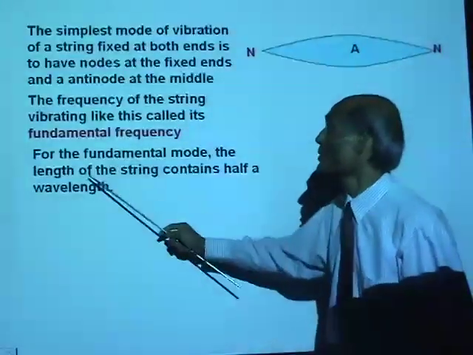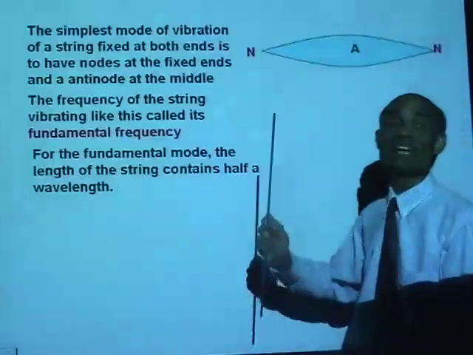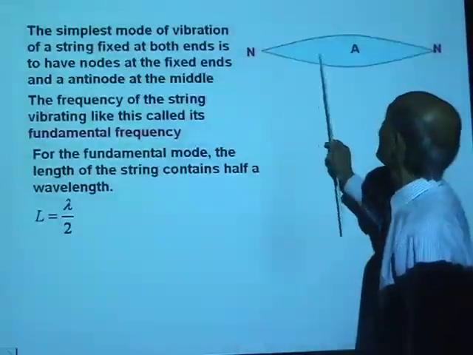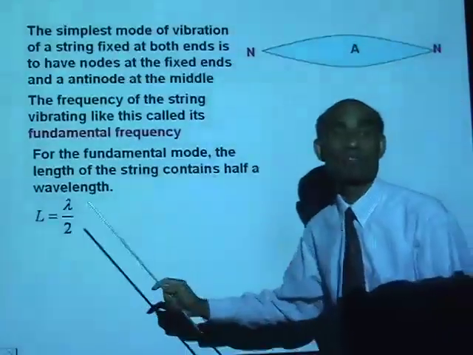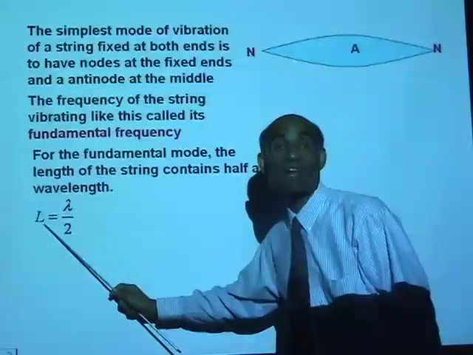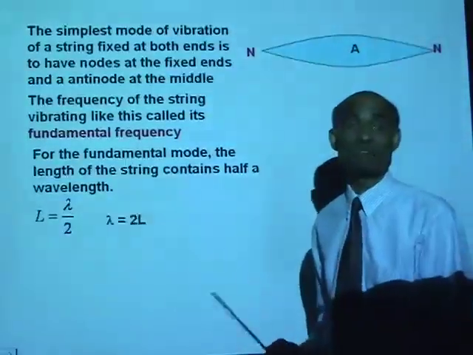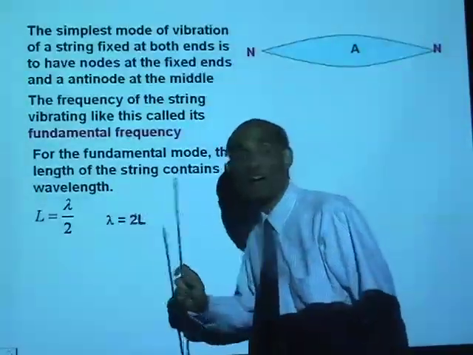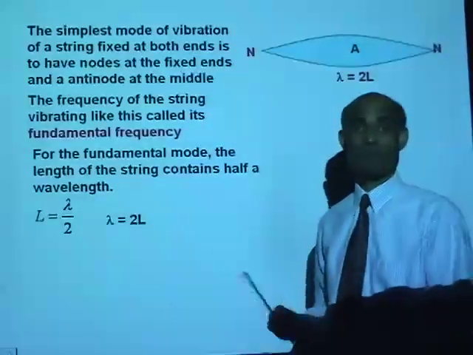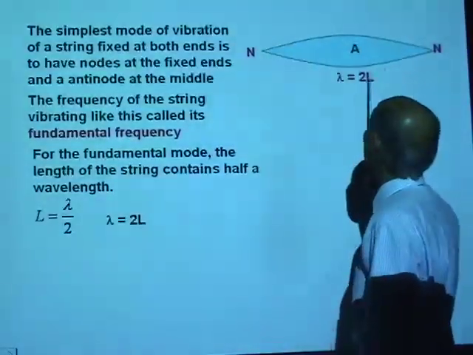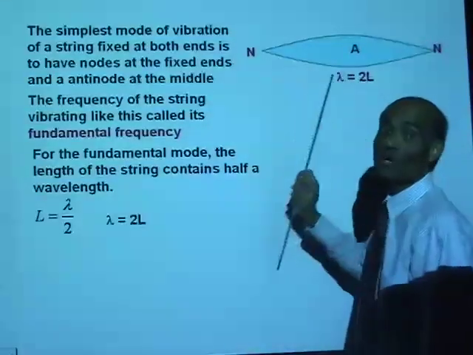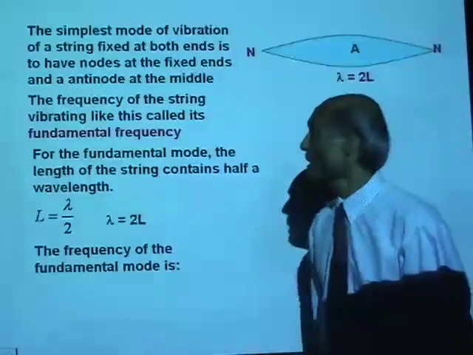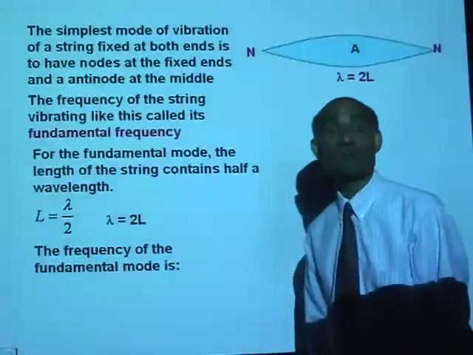For the fundamental mode, the length of the string contains half a wavelength. That means this length from here to here will be half of a wavelength. We will say the length L of the string equals lambda by 2, or the wavelength of that stationary wave will be 2 times the length of the string. So the length of the string now contains half a wavelength, or the wavelength will be 2 times the length of the string. Now, what is therefore the frequency of the fundamental mode?